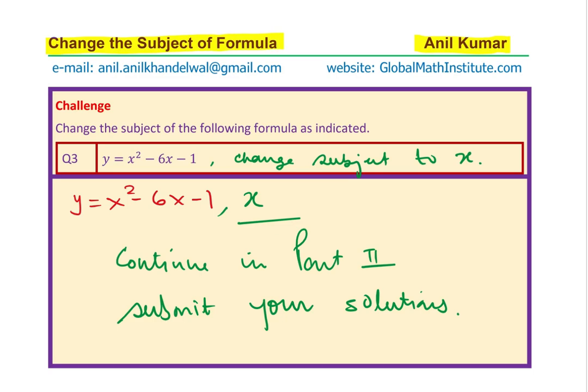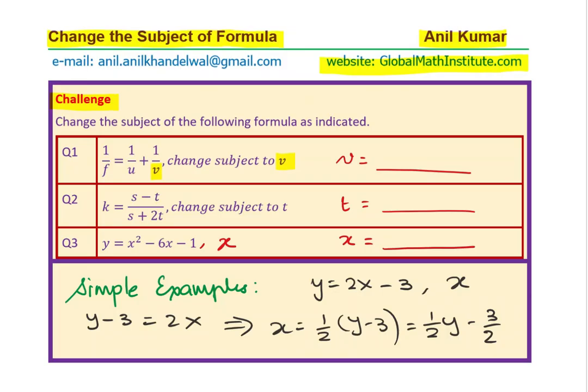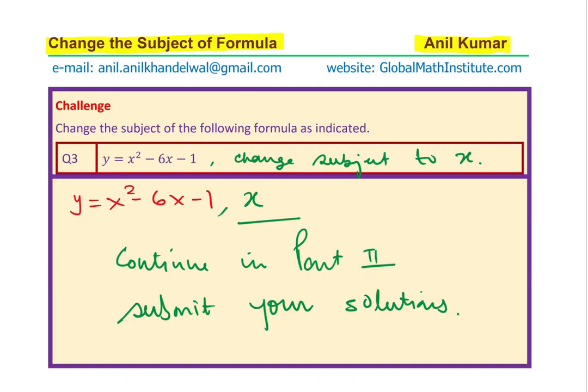In the last video, we discussed solution of two questions. We began with these three, but solved the first two. Question number 3, which is y equals x squared minus 6x minus 1. You need to isolate the variable x. How do we do that? That is where we stopped. I did get some responses, but now it is a good time to discuss it at length.